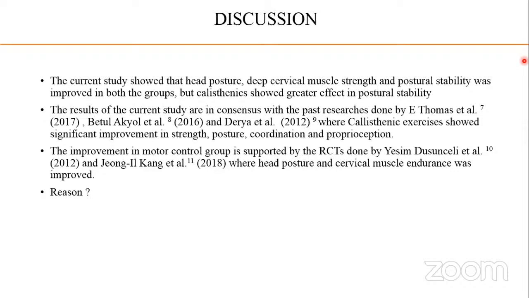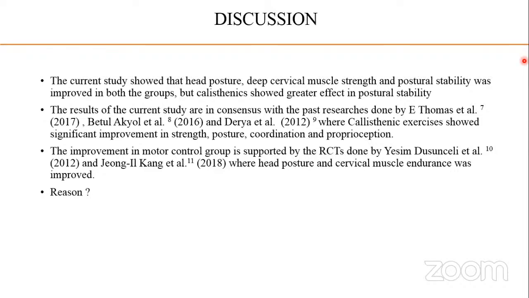Similarly, the improvement in the motor control group is supported by the randomized clinical trials done by the following authors, where forward head posture and craniocervical muscle endurance was improved. The reason behind it is that both forms of exercise target specific muscle groups, so they provide an overall stabilizing effect that resulted in improving posture, strength, and realignment of the center of gravity.